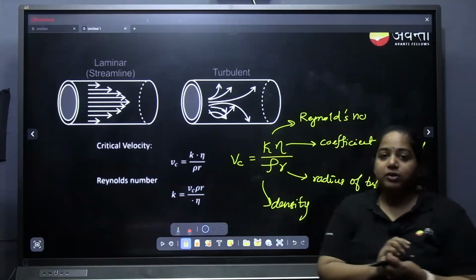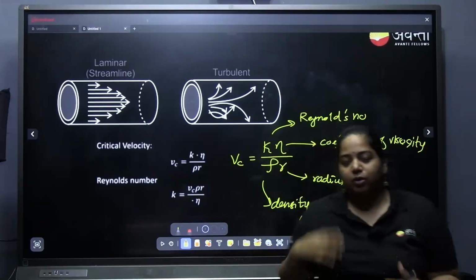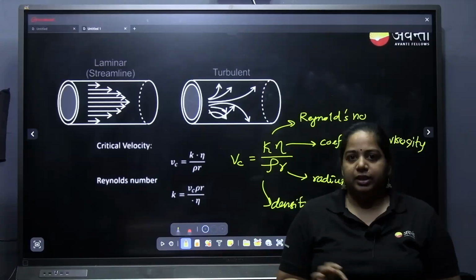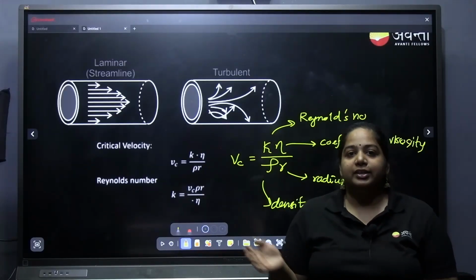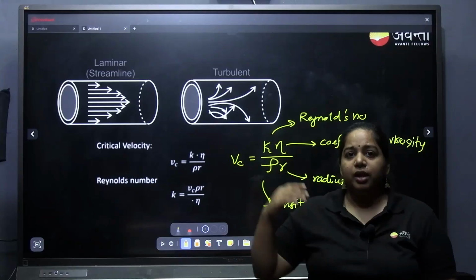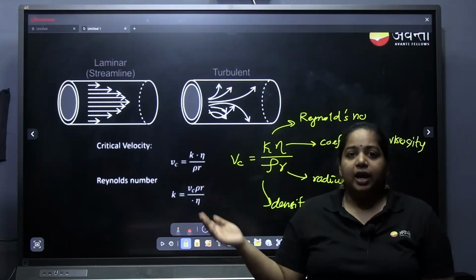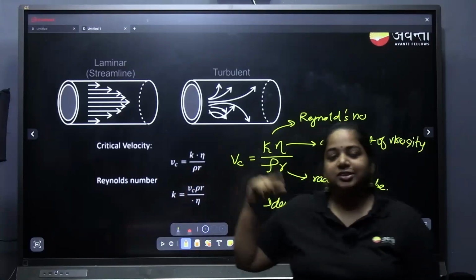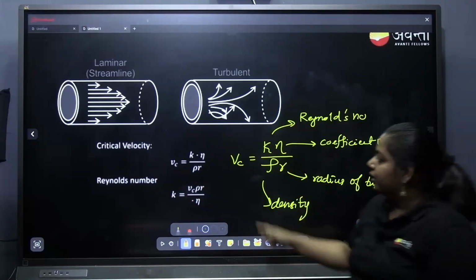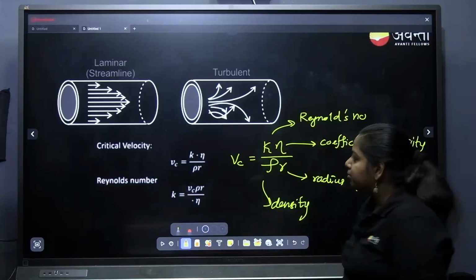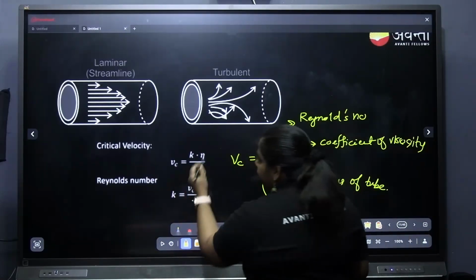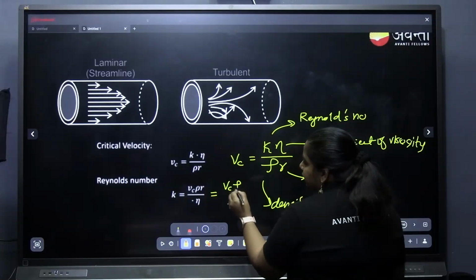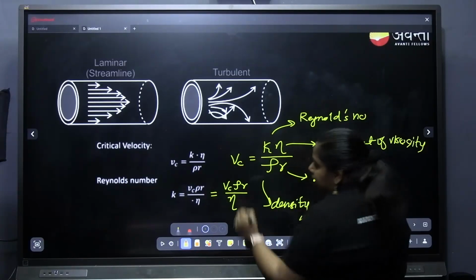Reynolds number is a constant number for each individual liquid, different for each. For water it is around 1000, and for honey it will be a different value. Honey will have a higher value because its critical velocity can be high. Similarly, if somebody asks you to find the Reynolds number, you can find it from this: Reynolds number equals critical velocity times rho r divided by eta.